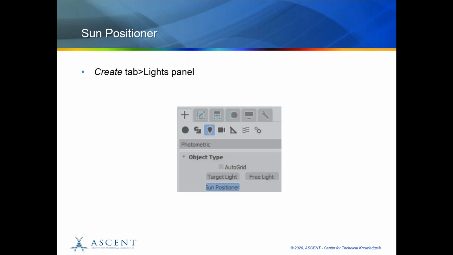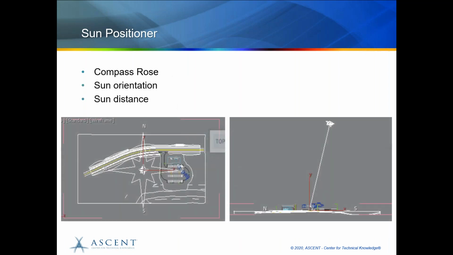So for today's presentation, we will animate the sun positioner object to create the shadow study. Now it's located in the create command panel under the light section, as you can see here on the screen. So this is the create panel, and then under the light section, under the photometric lights, the sun positioner is right there. So it's pretty easy. We use just the sun positioner to create the sun.